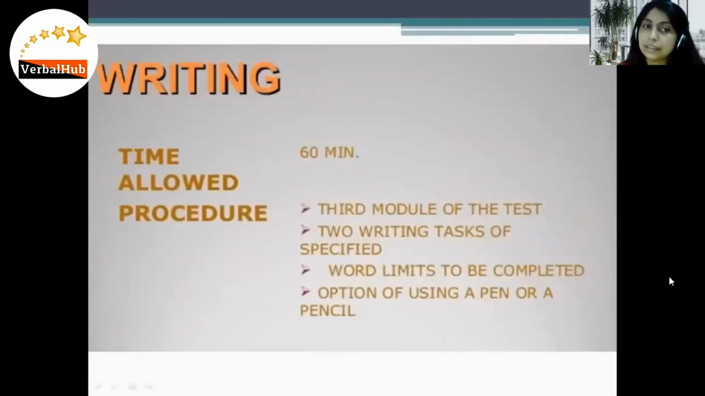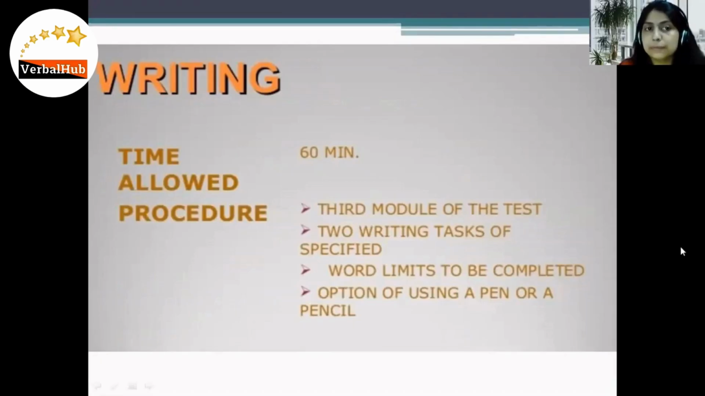For the writing, we will have 2 tasks, as I told you earlier. 60 minutes will be given. 40 minutes you can take for task 2 because that is quite lengthier and complex. For task 1, you can take 20 minutes.